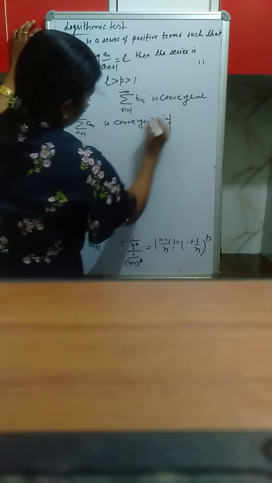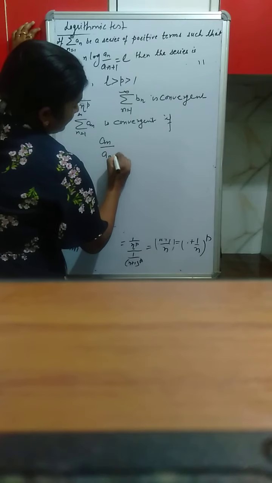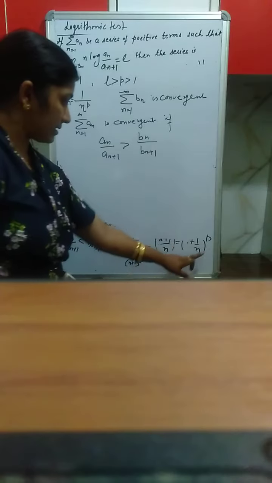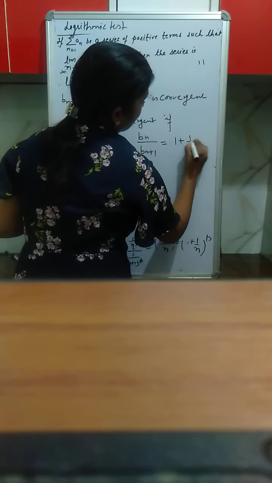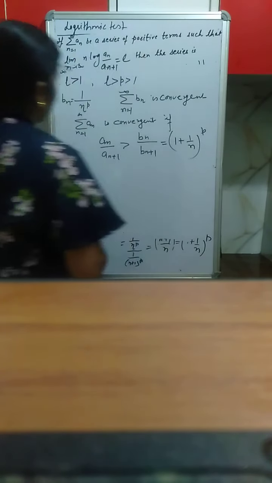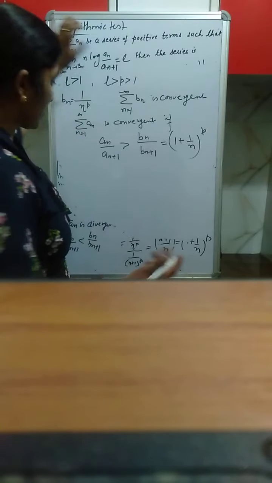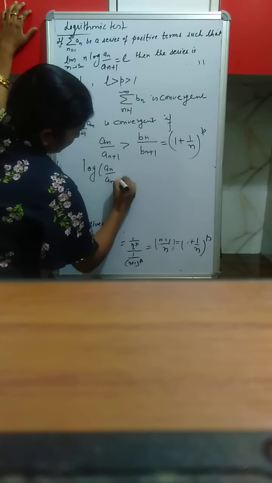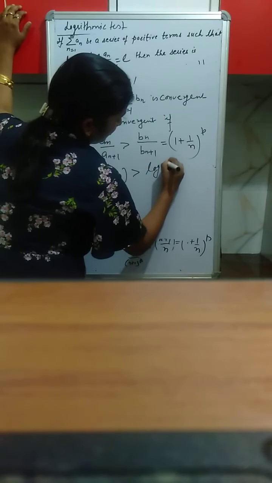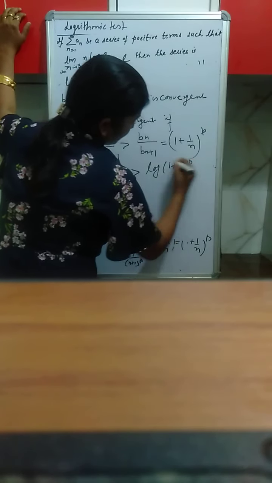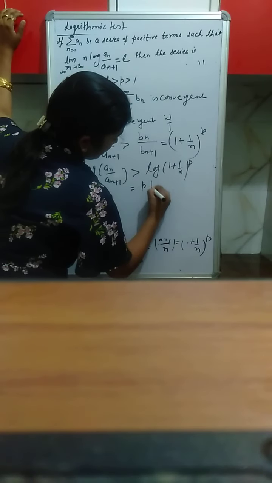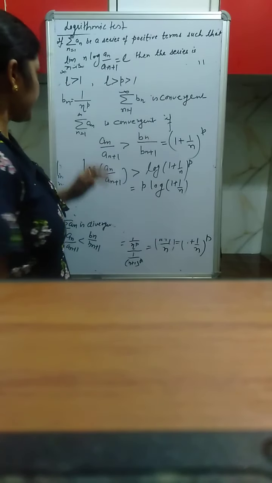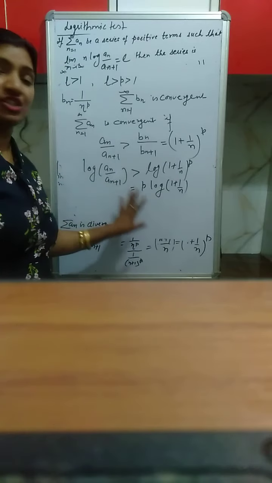if An upon An plus 1 is greater than Bn upon Bn plus 1, which is again 1 plus 1 by n raised to the power P. We'll make the expression of this type, so take log on both sides. Log of n upon n plus 1 is greater than log of 1 plus 1 by n raised to the power P. P comes out. It is P log of 1 plus 1 by n. Now, summation An is convergent if this condition holds.